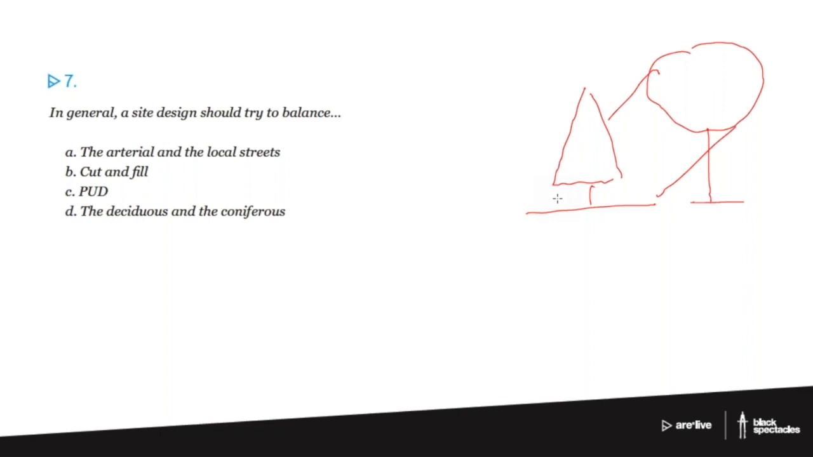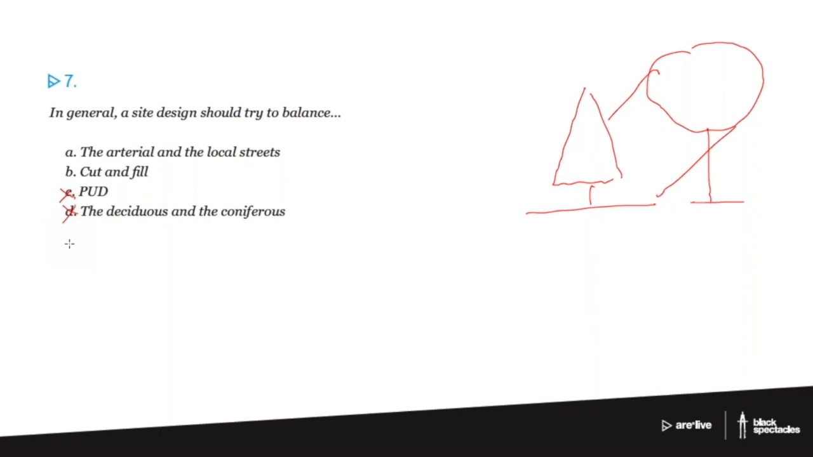PUD, we just talked about the planned unit development. That's, again, it's not about balancing anything, it's about making a proposal. So that's not really our potential answer. So not C and not D. So then our question here is arterial and local streets and cut and fill.